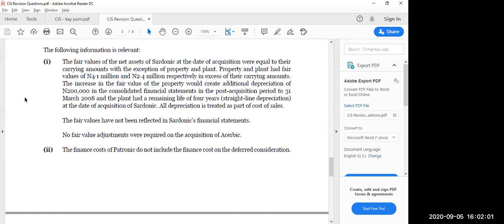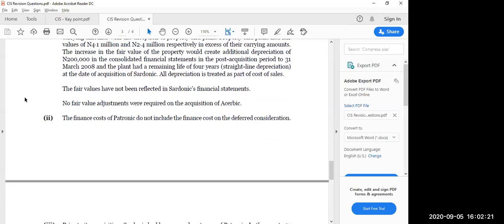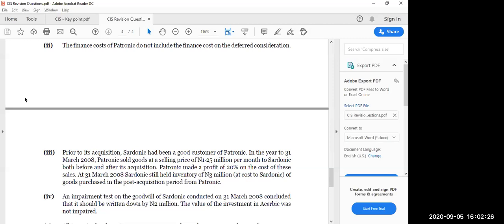Okay, here's an important line. All depreciation is treated as part of cost of sales. The fair values have not been reflected in Sardonic's financial statements. No fair value adjustments were required on the acquisition of Acerbic. Additional information 2. The finance cost of Patronic do not include the finance cost on the deferred consideration. This is very lenient. Some questions will not tell you this.